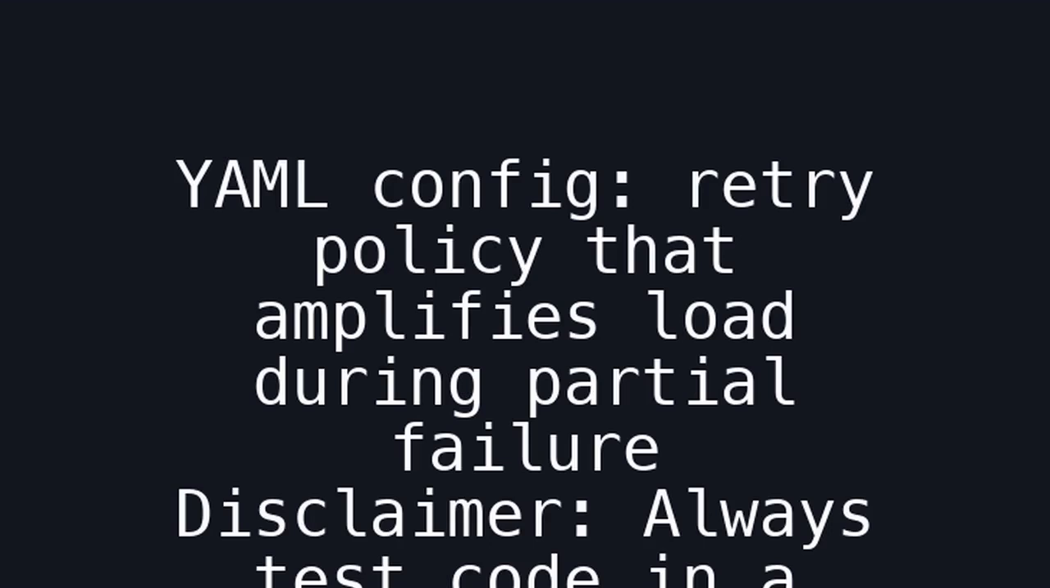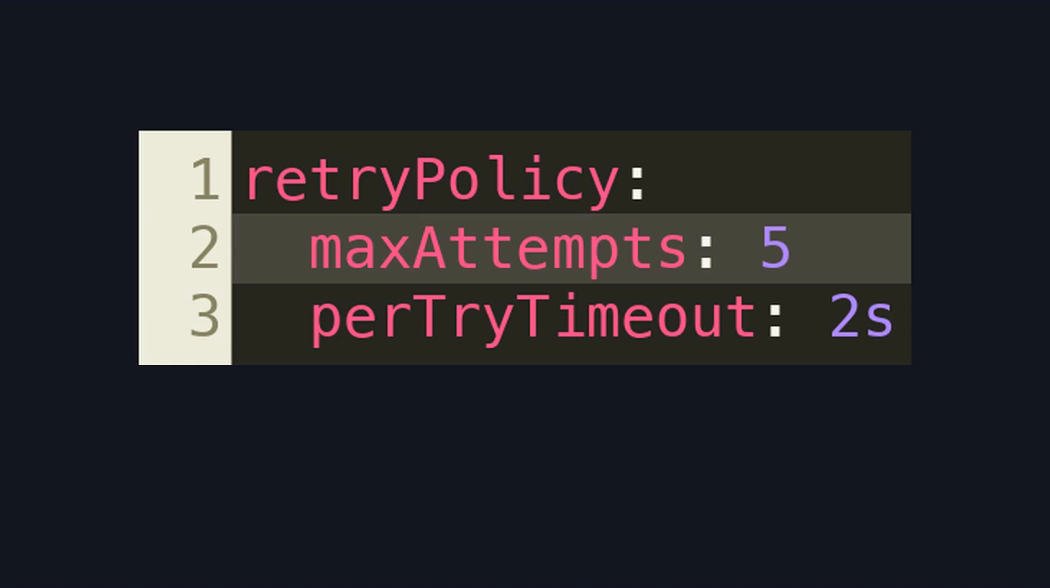Disclaimer: always test code in a non-production environment. This code shows a retry configuration that allows each failed request to be retried up to 5 times. During partial failures, these retries multiply incoming traffic, increasing pressure on already degraded dependencies.